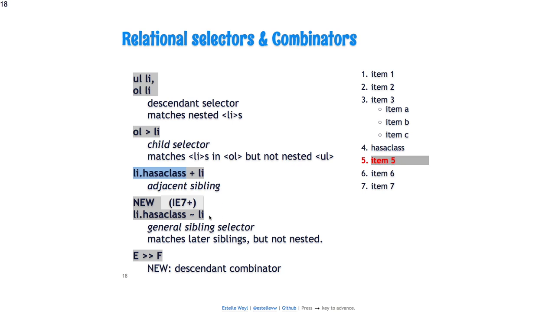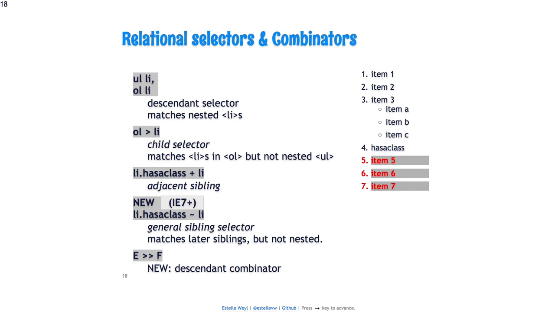In IE7, we got the tilde, which is the general sibling selector, which means find the LI that has a class, so number 4 has a class, and match all of the siblings that are LIs that come afterwards. So we have adjacent sibling, which is the one immediately after it, and general sibling, which is all the ones after it. Have people learned something already? Okay, good. So we are only on slide 18. This goes up to 80.